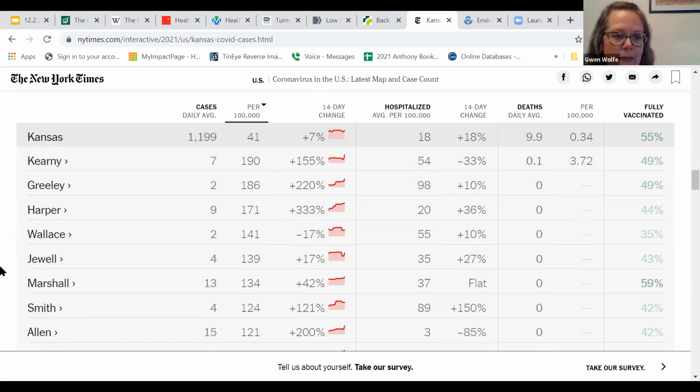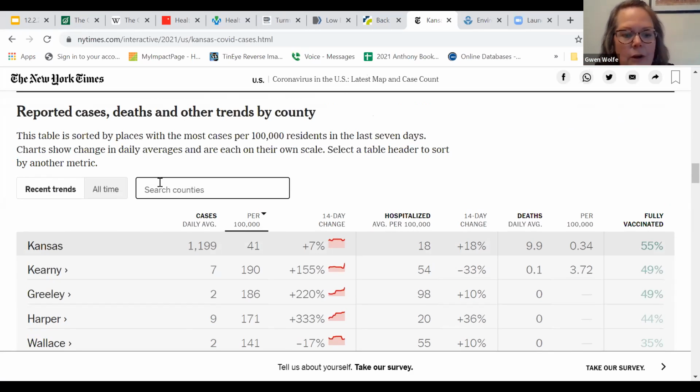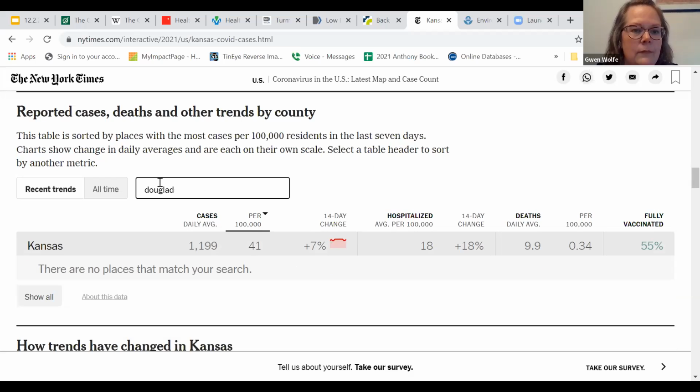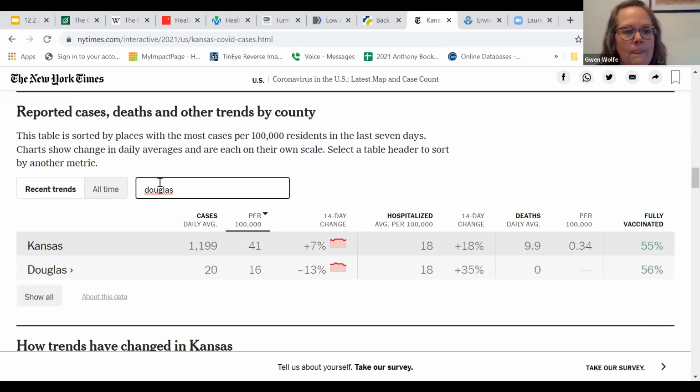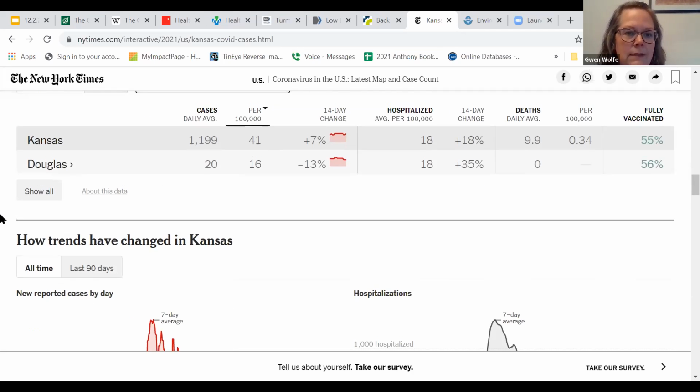And then it breaks it down by county. So we can look at the average daily cases, the percentage of change over a 14-day period, and pretty much anything you'd really want to know about how those numbers have changed, you can look at that for each county. So let's see if we can search for our county. Nope. Okay, so here's Douglas County.